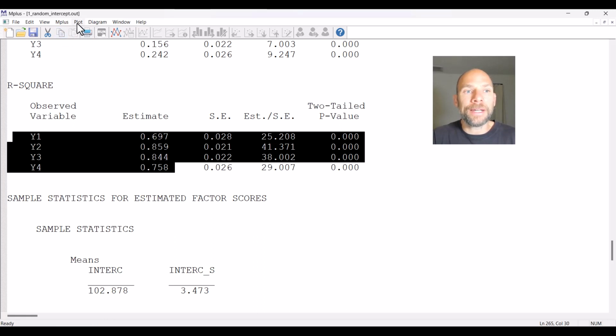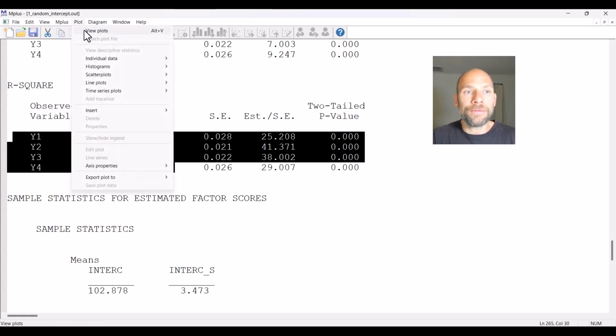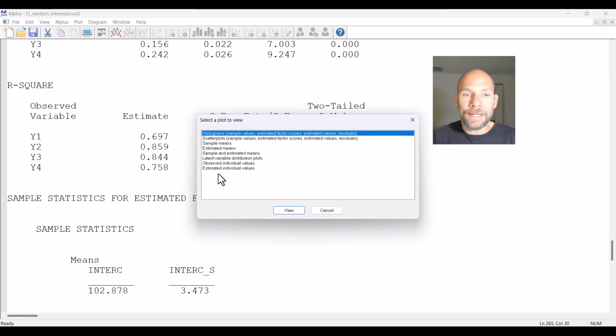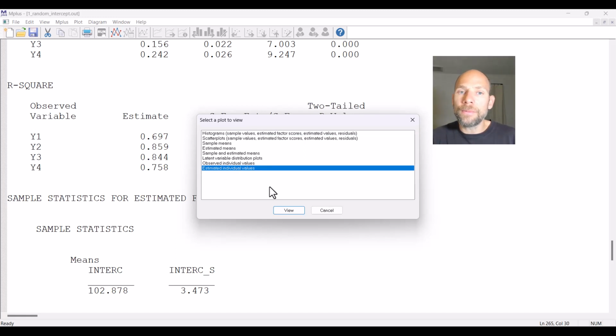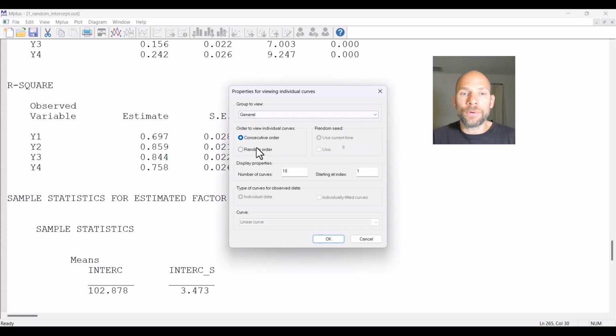We can get them here by clicking on plot and then view plots. And let's take a look at the estimated individual values first. So those are the ones that the model implies, this random intercept factor model with equal loadings and 0 additive intercepts. Let's take a look at those growth curves, and Mplus will show you 10 growth curves at a time by default, starting at index 1. So meaning starting with the first case in the data set, we will get the first 10 curves, and then we can click through the whole data set to look at them.